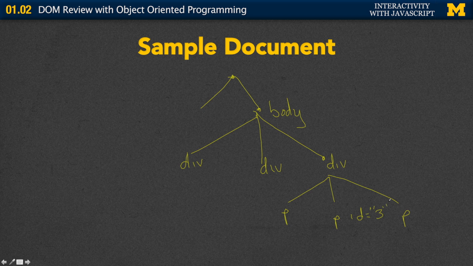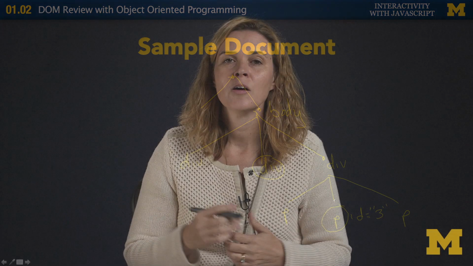So what does this mean? Why do we care that the page is built like a tree? This means that JavaScript can actually go in and look and say, you know what? I wanted to find the second div. Oh, I found this thing right here. Oh, I wanted to find the specific paragraph that had the ID equals 3. Oh, it's right here.